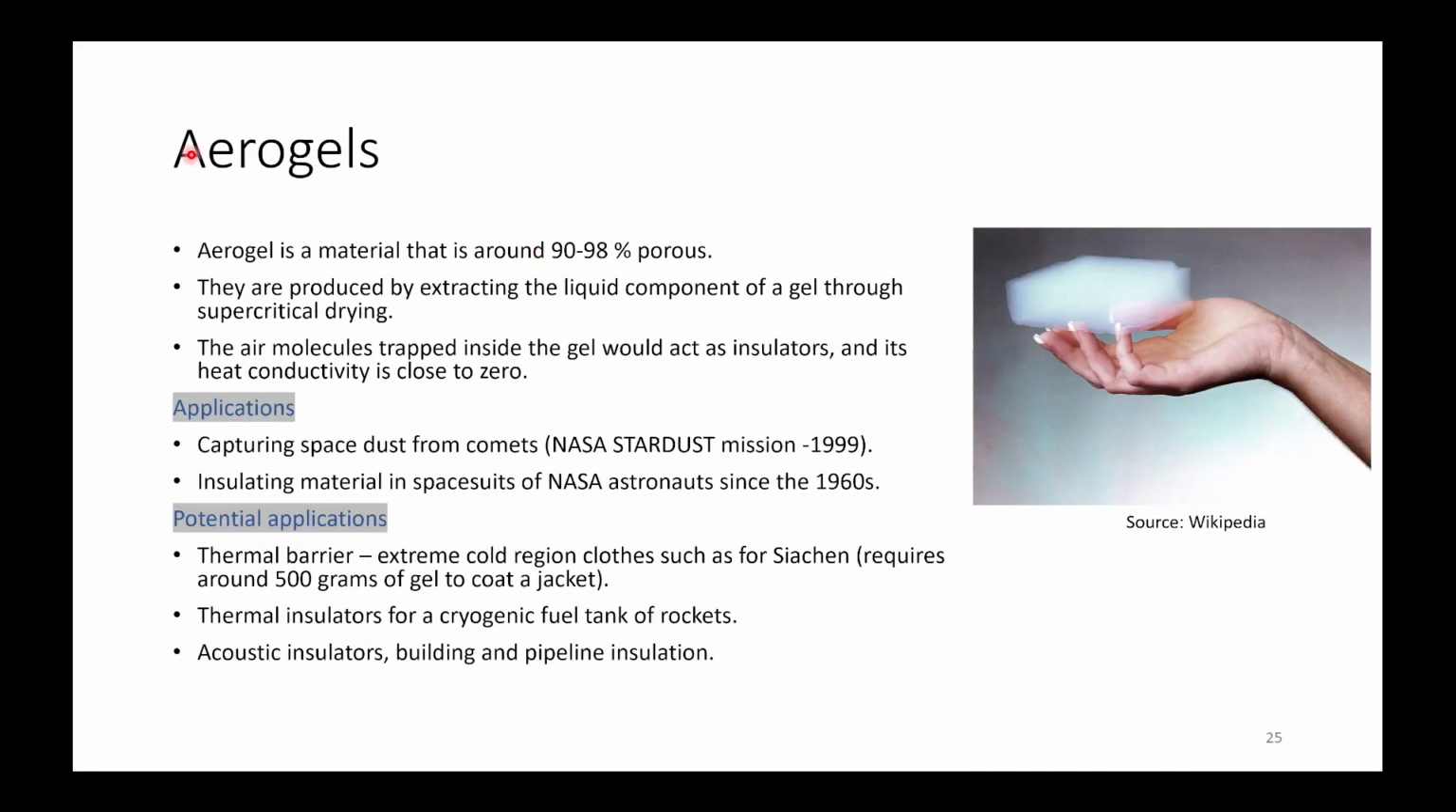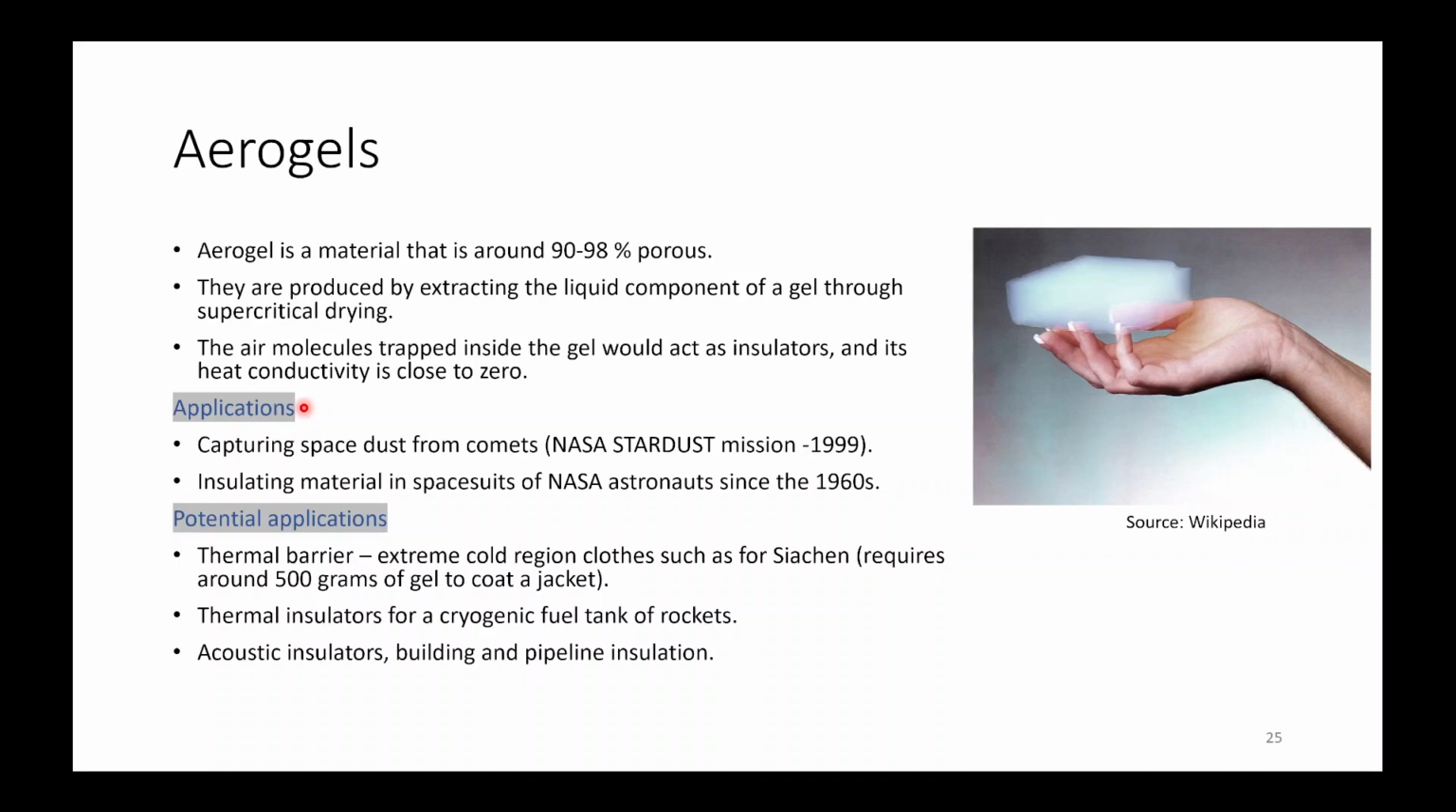Now, other category of materials is aerogels, and as the name suggests, air and gels. So, aerogel is a material that is around 90 to 95% porous. So, it will be highly porous. So, they are produced by extracting the liquid component of a gel through supercritical drying. So, the air molecules trapped inside the gel would act as insulators, and its heat conductivity is close to zero because air is an insulator of heat, so it will act as a heat insulator.